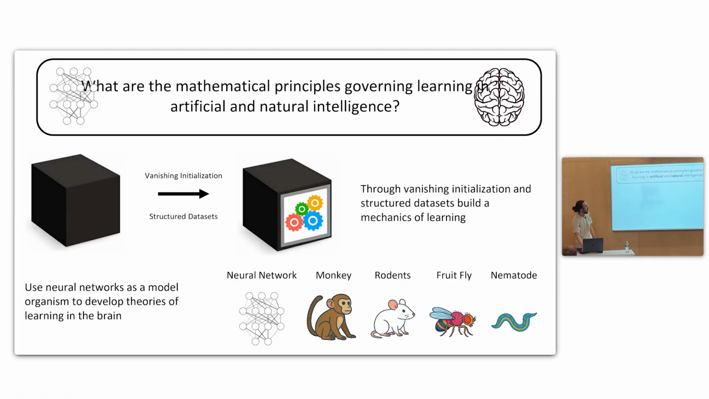I'm going to just zoom out now. My research is about trying to understand the mathematical principles governing learning in artificial and natural intelligence. And I think that by studying these vanishing initialization regimes with interesting structured datasets, we can gain insight about how neural networks learn features. And I hope that we can use those insights to build theories for learning in natural intelligence, really treating the neural network as a model organism of intelligence. And while it's quite different from mammalian intelligence, it might be sharing the same underlying physics of learning.